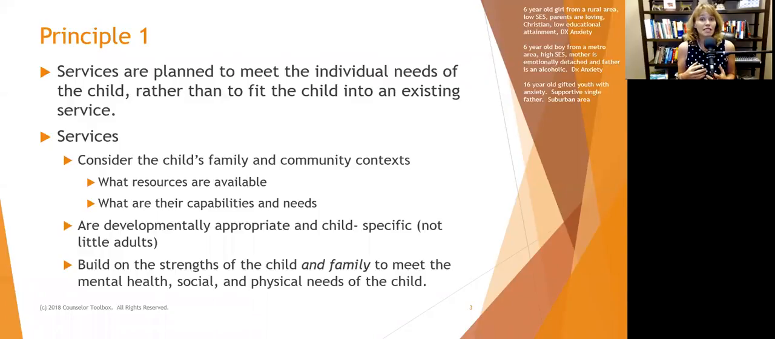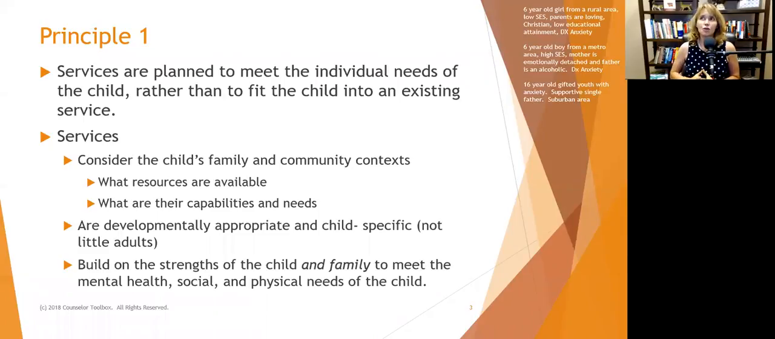What capabilities does this little girl have? What can she do for herself? As a 6-year-old, she's got some skills, so let's build on those. What capabilities does her family have? They have low educational attainment, so they may not be working as CEOs or lawyers or doctors or something, but they are very loving. So that is a strength that we can build on. What are their capabilities? And we also want to consider cultural issues when we're thinking about those.